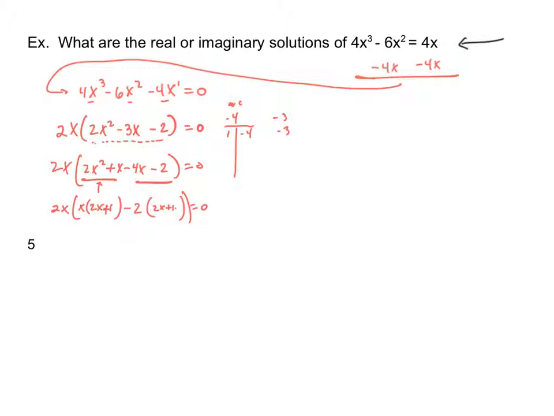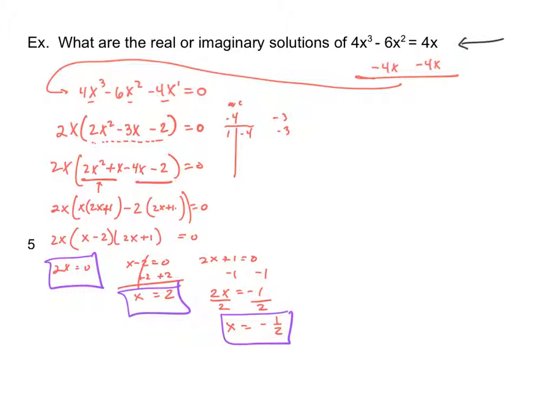We have negative 2 times 2x is negative 4x, negative 2 times 1 is negative 2. All right, so let's see here, 2x times x minus 2 times 2x plus 1 equals 0. Now we can just use our zero product property to come up with the rest.